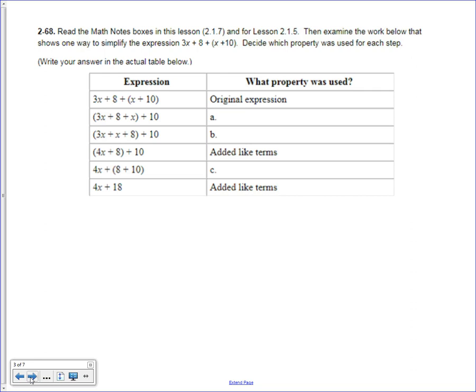In this part right here, the parentheses went from being around the x plus 10 to around the 3x plus 8 plus x. That's the associative property. In the next step, they switched around the x and the 8. That's the commutative property. And then in part C, they moved the parentheses again, and that's again the associative property.